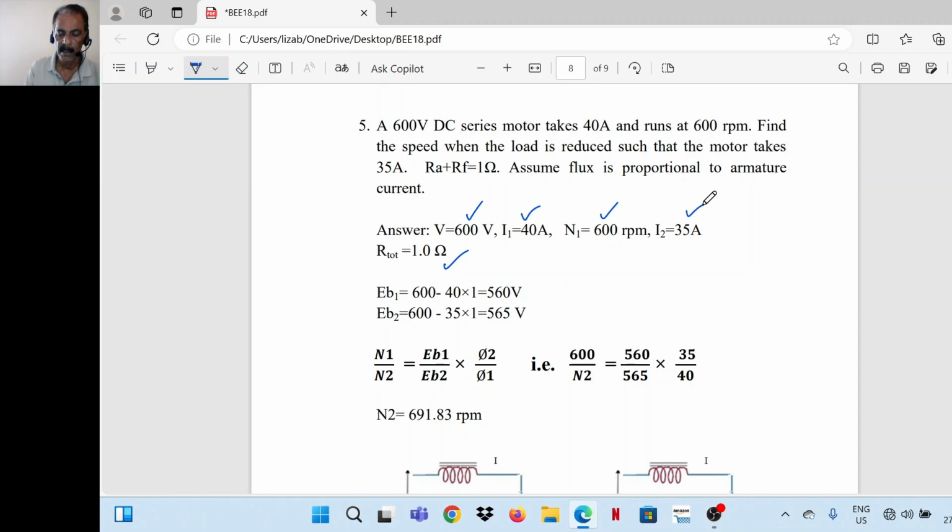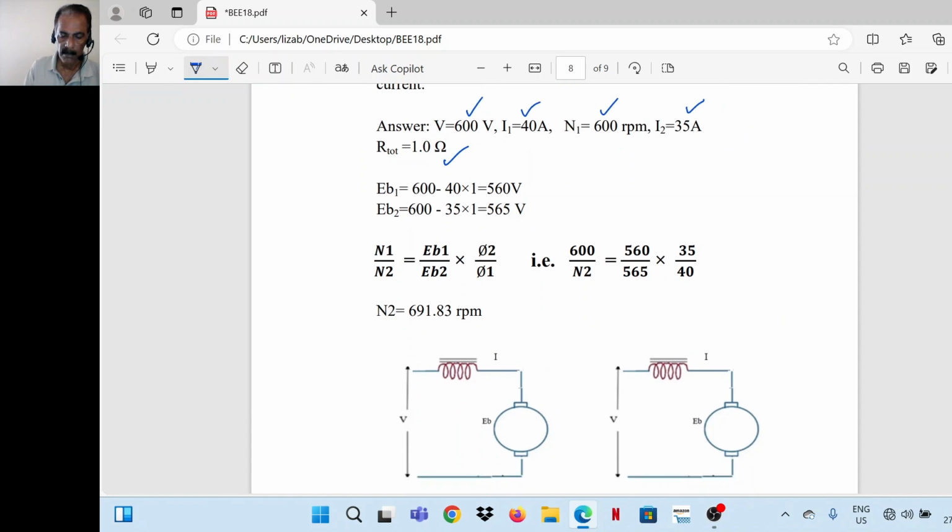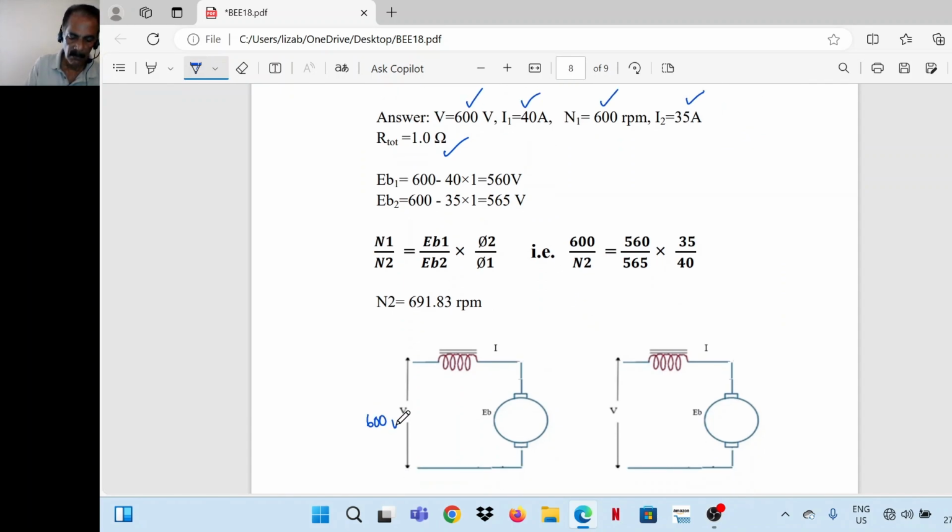Motor is loaded, speed reduced, current is reduced to 35 ampere. So we can mark the parameters. This is 600 volt applied voltage. Here it is 40 ampere. Here it is 35 ampere. Total resistance RT is equal to 1 ohm, field plus armature, in both the cases. So we can find out the back EMFs.